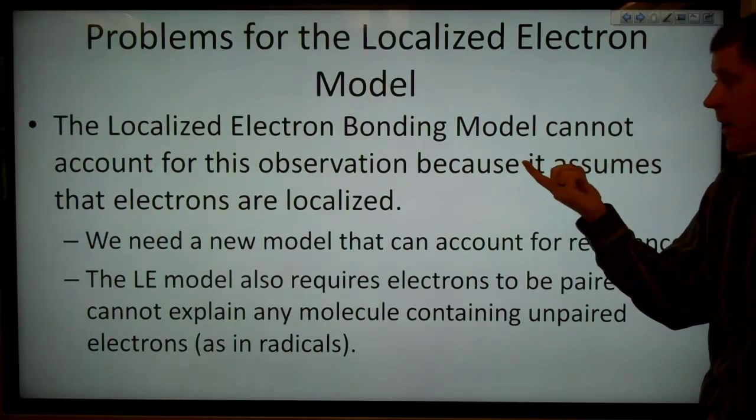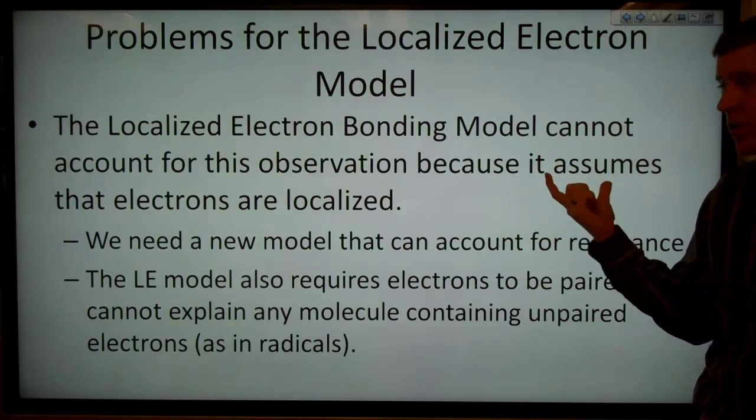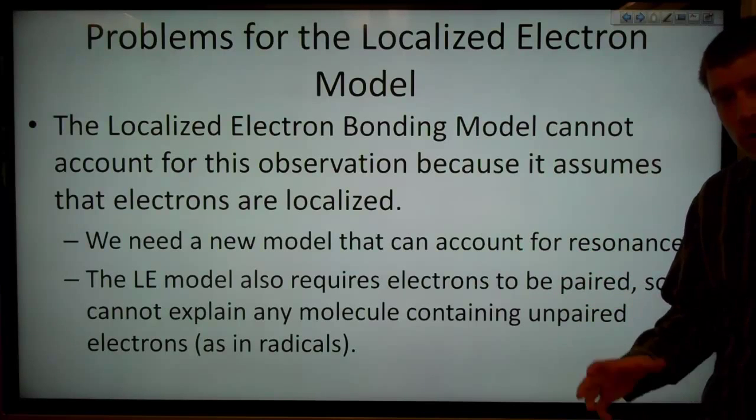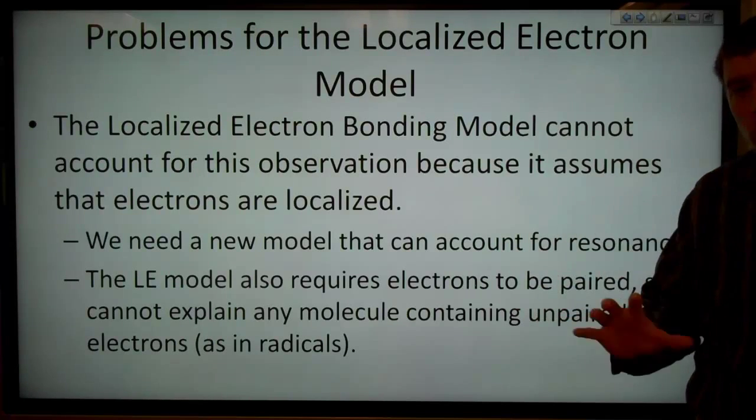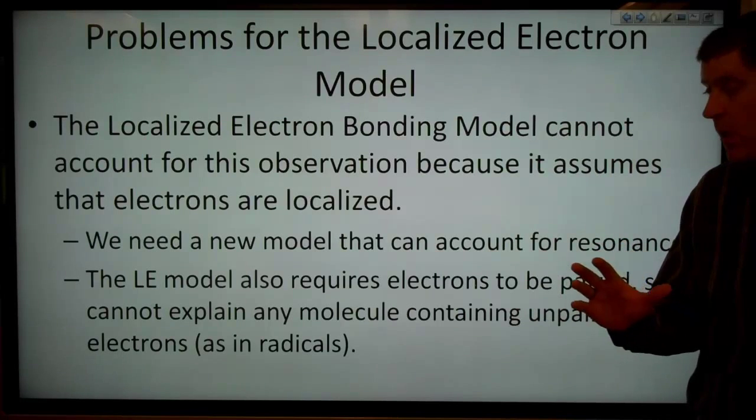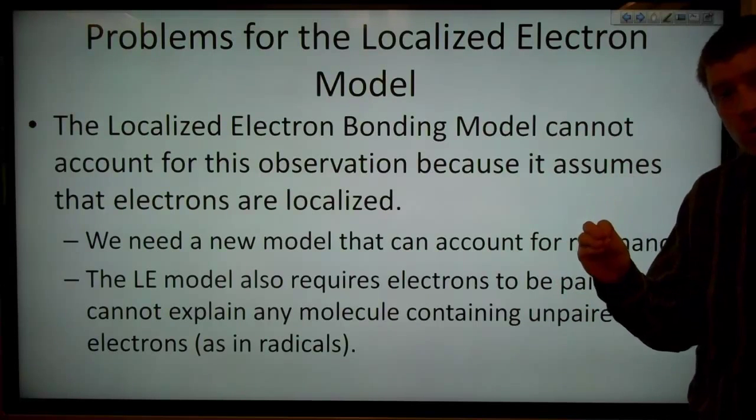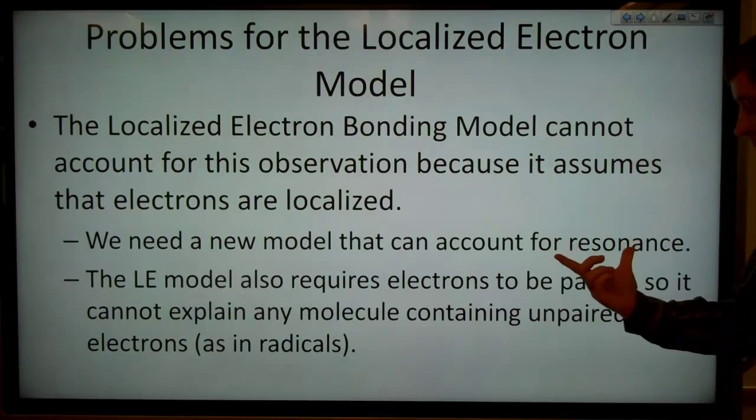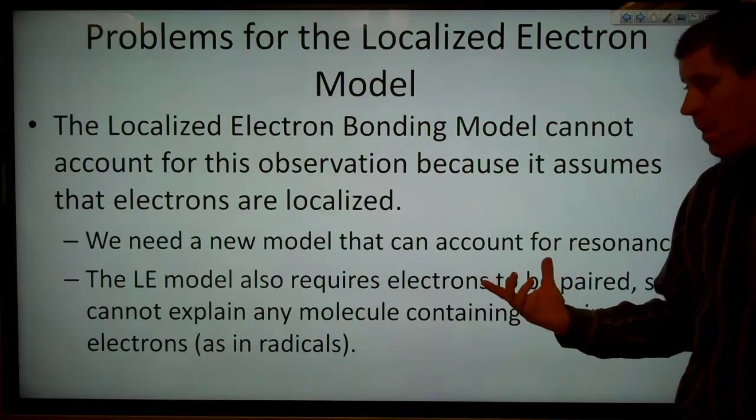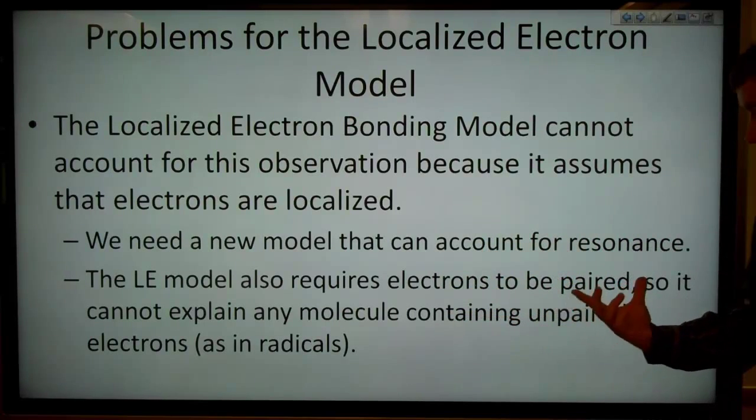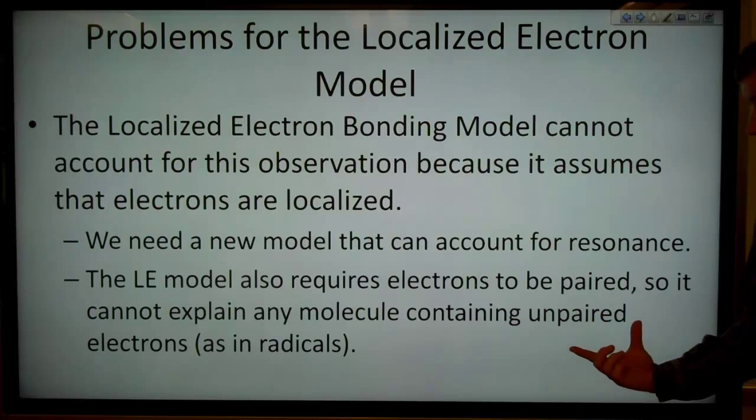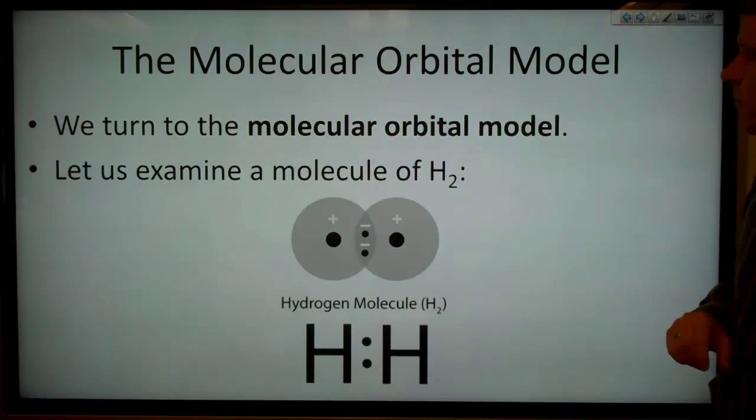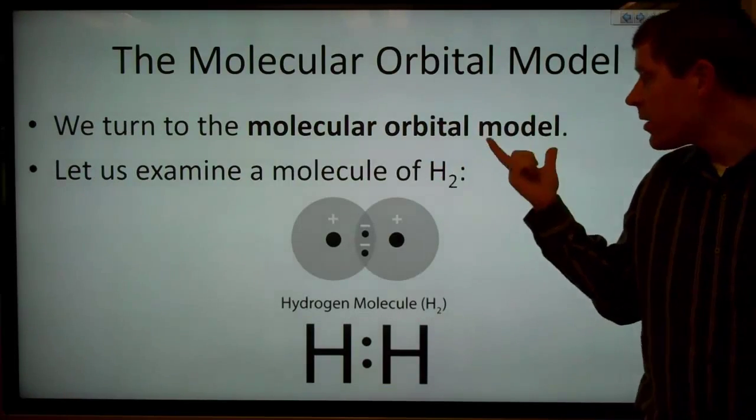So the localized electron bonding model can't account for this observation because it's assuming that the electrons are localized. In order for the resonance structure to be happening, those electrons have to be able to move around the whole molecule, not just between the nitrogen and a single oxygen. It has to be able to go to all three of the oxygen atoms. So we need a new model that can account for this resonance. The localized electron model also requires electrons to be paired, so it also can't explain any molecule that contains unpaired electrons, like in radicals. And so we turn now to the molecular orbital model.